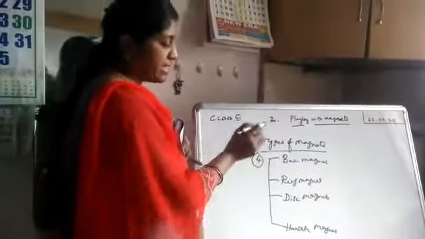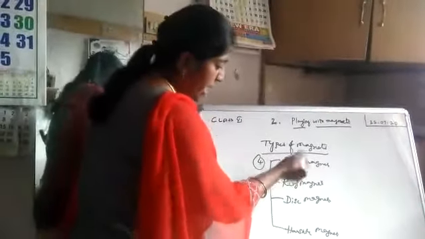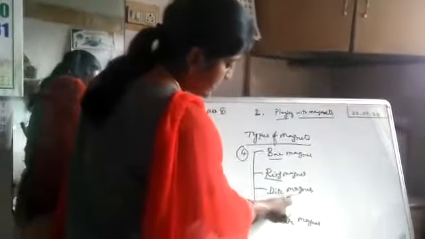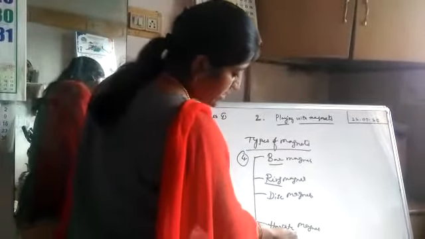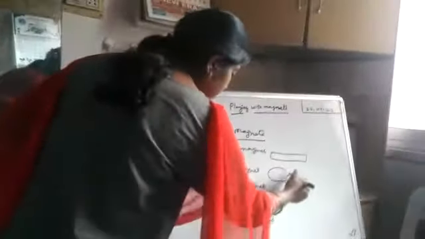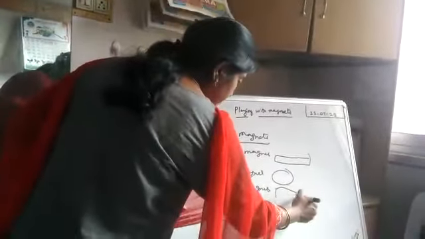Okay. Types of magnets. There are 4 types of magnets. First one is the bar magnet. Next one is the ring magnet. And the third one is the disc magnet. Next, fourth one is the hard shell magnet. Bar magnet means like this. And the ring magnet like this. Disc. And the hard shell means like this.